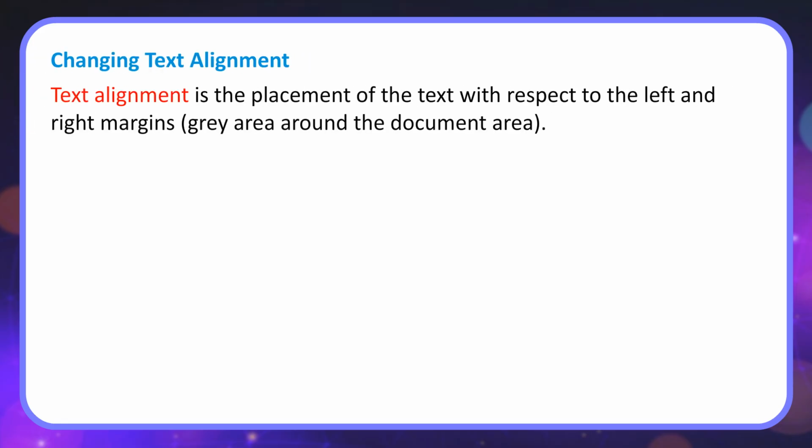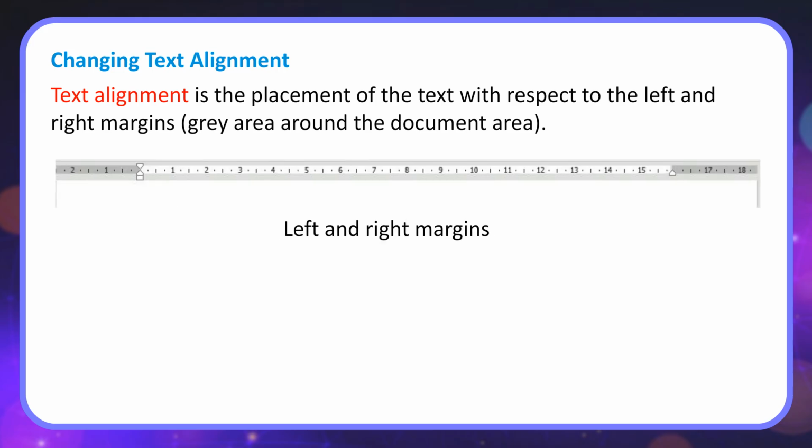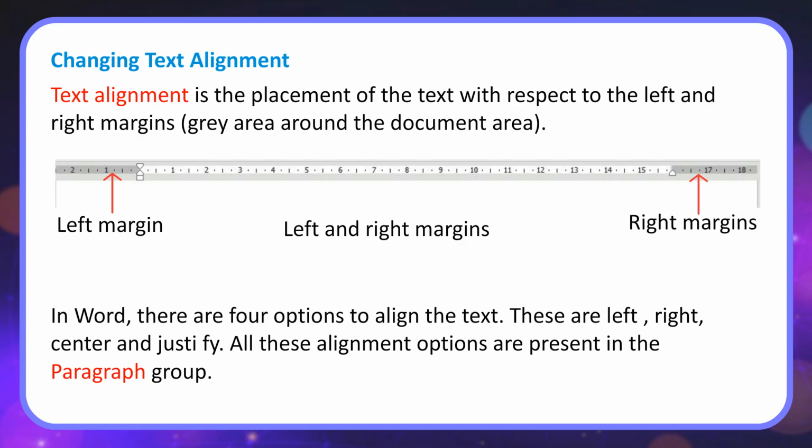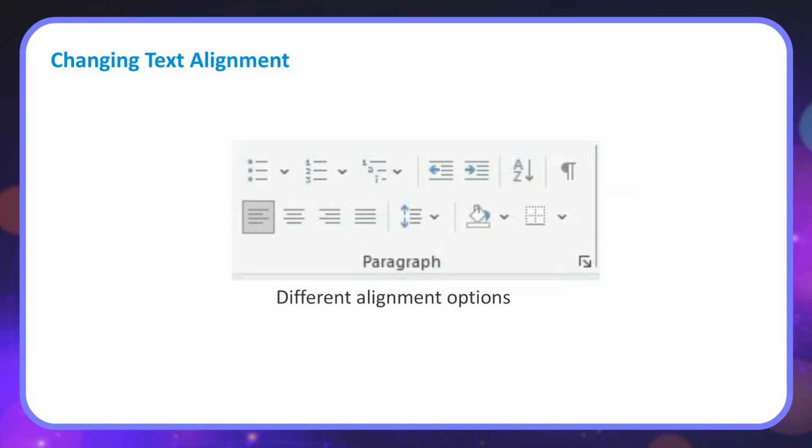Changing text alignment. Text alignment is the placement of the text with respect to the left and right margins, the gray area around the document area. In Word, there are 4 options to align the text. These are left, right, center and justify. All these alignment options are present in the paragraph group.